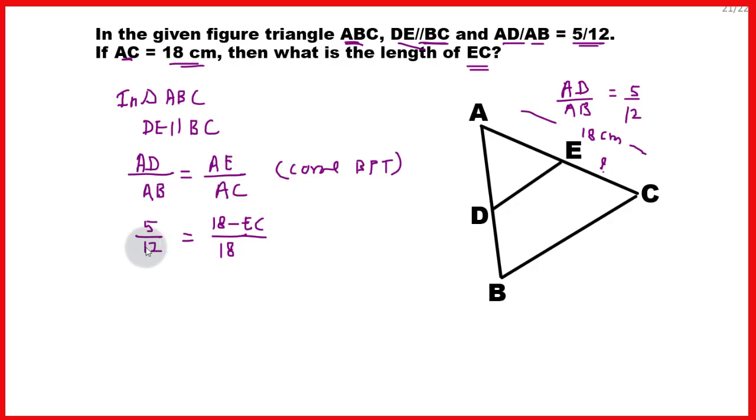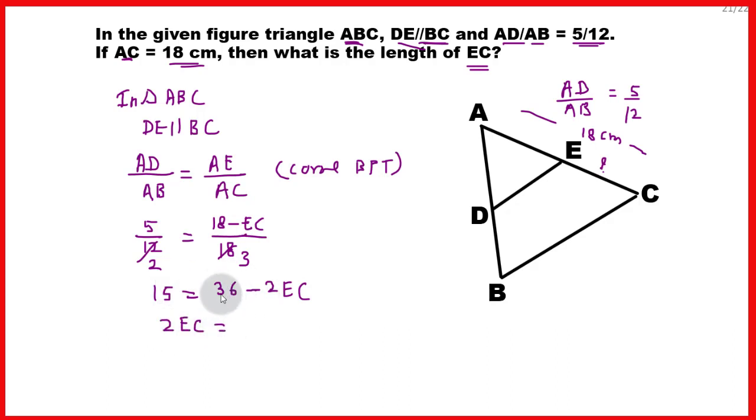So you can solve this as 6 2s are 12 and 6 3s are 18. Then multiply by 3 to this side, and it will be 5 3s are 15, which is equal to multiply by 2 to this side. So it will be 18 2s are 36 minus 2 EC. And now take 2 EC to this side, so it will be plus 2 EC.